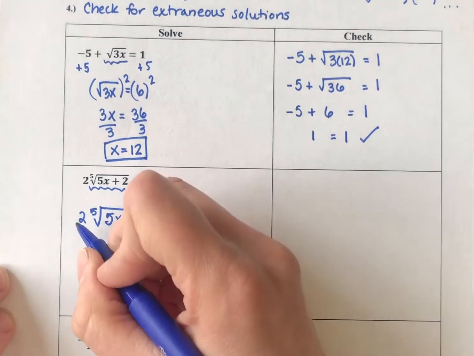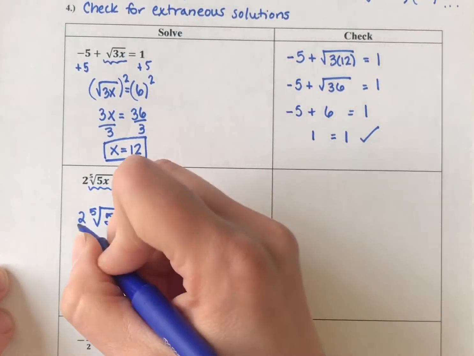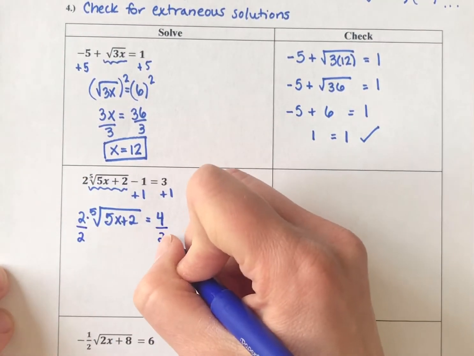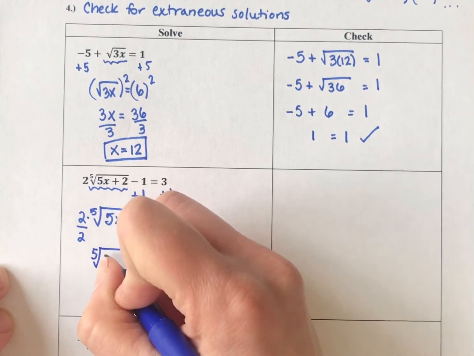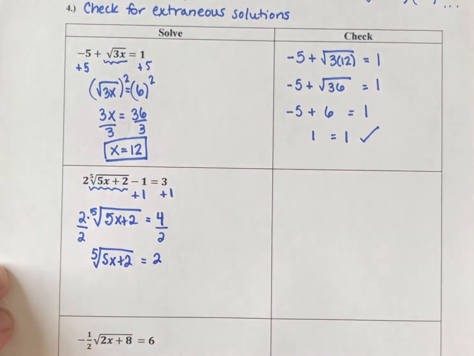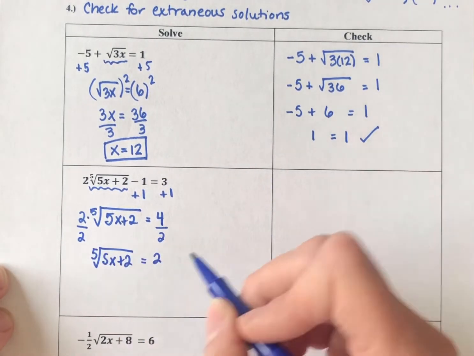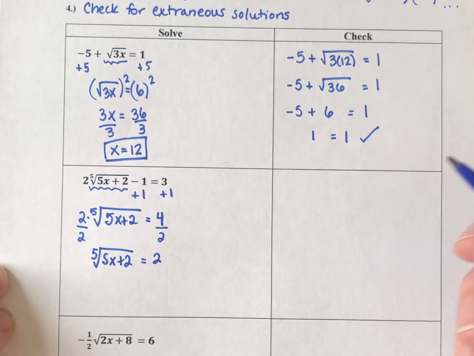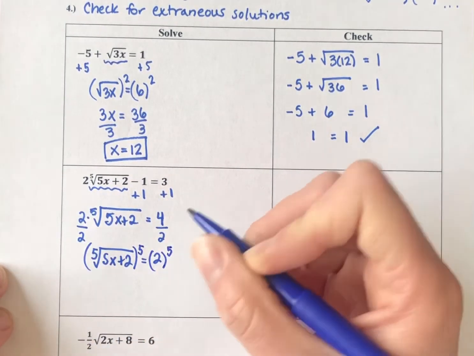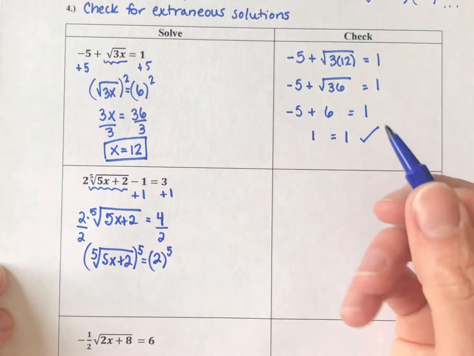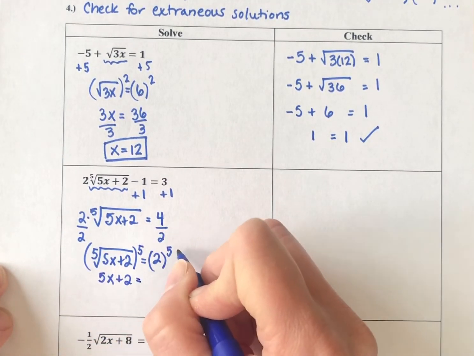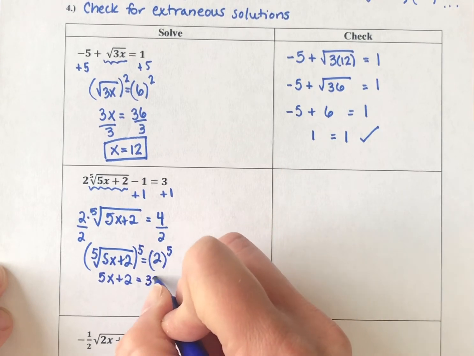All right. Now, 2 is connected to this radical by multiplication. So you don't want to subtract 2 here. What you want to do is divide by 2. So I'm left with the fifth root of 5x plus 2, and that equals 2. 4 divided by 2 is 2. Now, to undo the fifth root, again, I don't want to go inside here and start moving the 2 or the 5x. I want to raise each side to the fifth power because the fifth root and the exponent of 5 are inverse operations. So I get 5x plus 2 is equal to 2 to the fifth, which is 32.